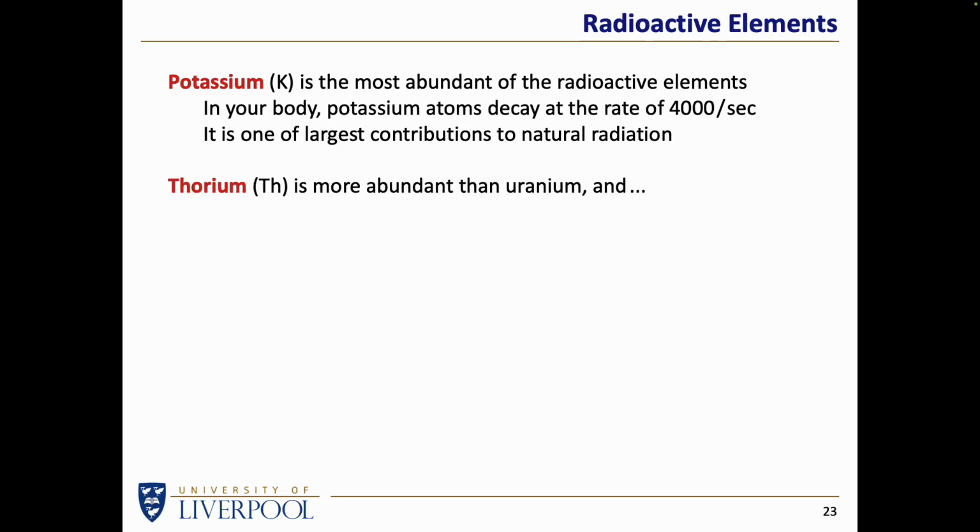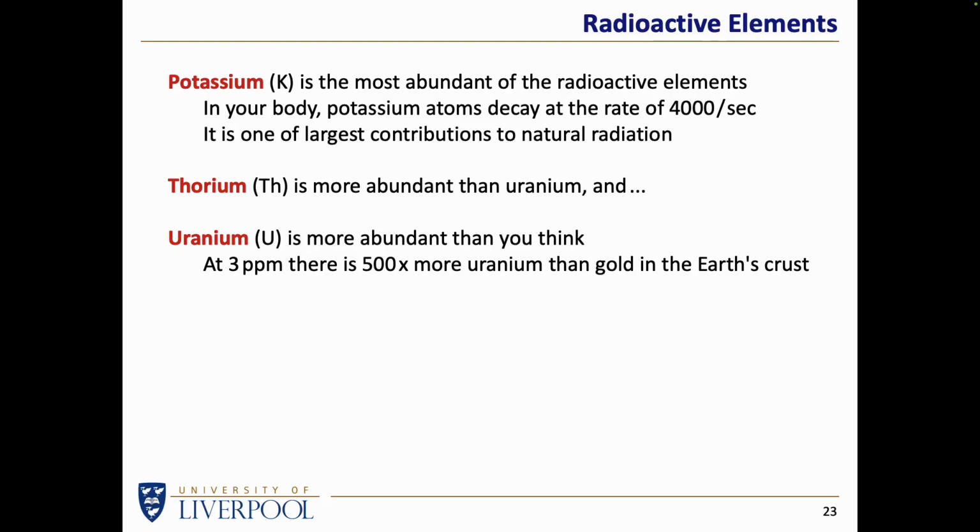Thorium is actually more abundant than uranium, and uranium is probably more abundant than you think. People seem to think uranium must be very rare because it's only used in bombs and nuclear reactors and things. No, there's an awful lot of uranium around in the world. Uranium is actually 500 times more abundant than gold. It's just more difficult to get out of the ground. Gold is easy to get out of the ground because it forms nuggets. Uranium has to be dug out of the ground as uranium ore and then processed, so it's more tricky. So 3 parts per million, again, doesn't sound much, but it's huge compared to precious metals.